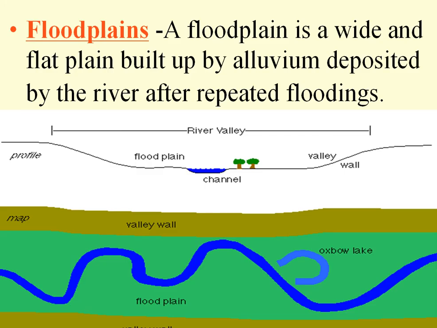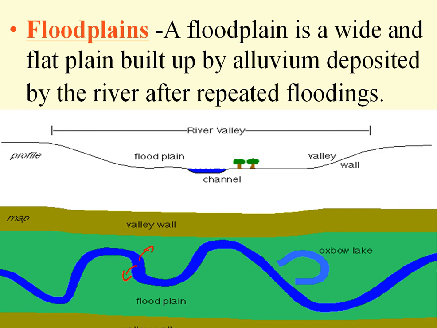Now, floodplains. A floodplain is a wide and flat plain built up by alluvium deposited by the river after repeated flooding. So if you can imagine, this is a river. And typically, most springs, a river will flood. And as it overflows its bank, it takes a lot of fine material with it, a lot of silt, a lot of things that are really good for growing crops. And so what it does is it builds up a natural floodplain.